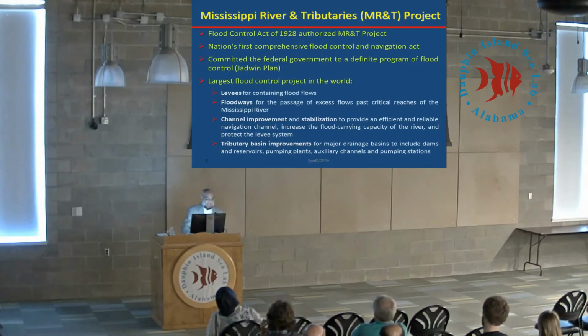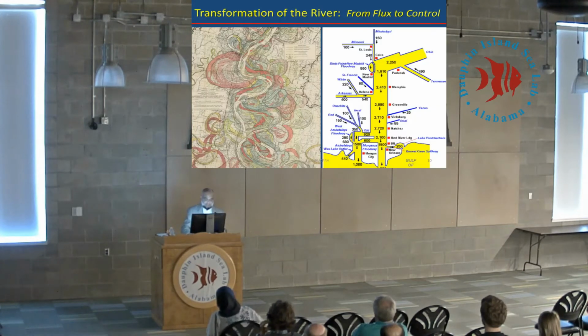And this is the largest flood control project in the world, with levees. The lower Mississippi River is about 1,000 miles long, with floodways, channel improvement, tributary basins, and all these things that happened. If you look on the left side of the panel, you will find this is the meandering distributary, the Fisk map of 1947.